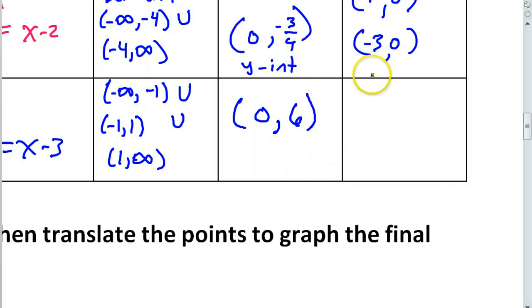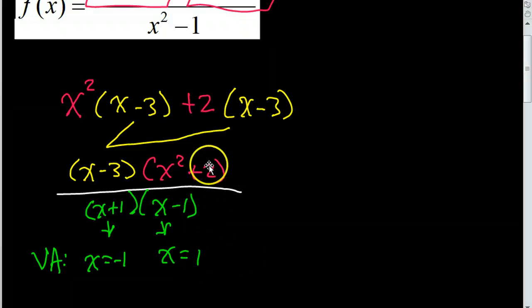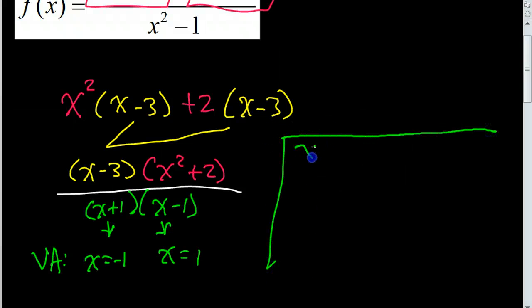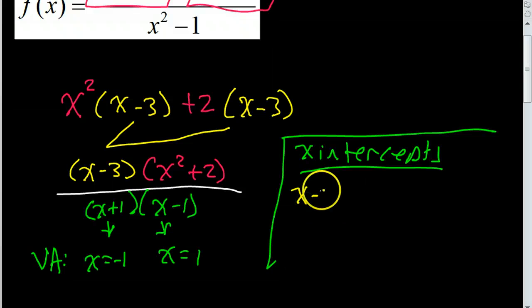So that's my y-intercept. For my x-intercept, I'm going to set the numerator equal to 0. It's easiest to look at it on the black screen here, where we have our factored form. So if I want to find my x-intercepts, I need to set the numerator equal to 0. So I'm going to go x minus 3 equals 0, and x squared plus 2 equals 0.